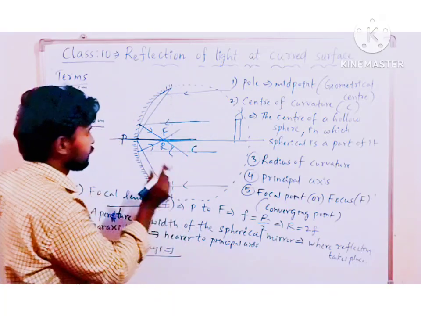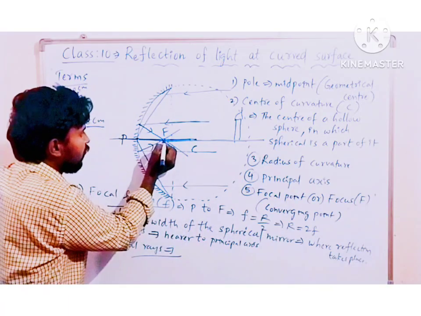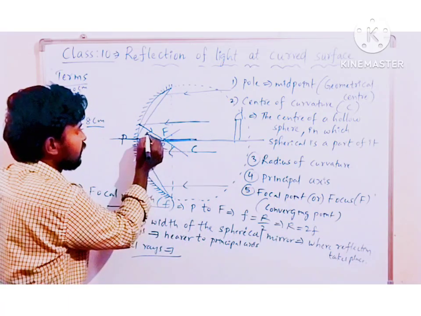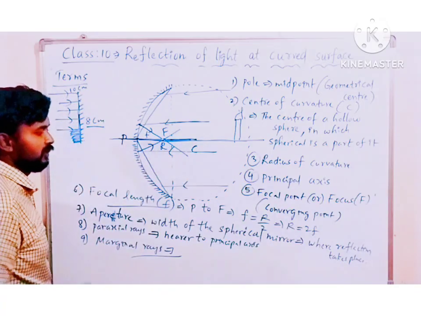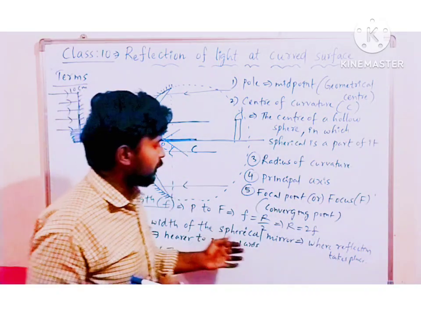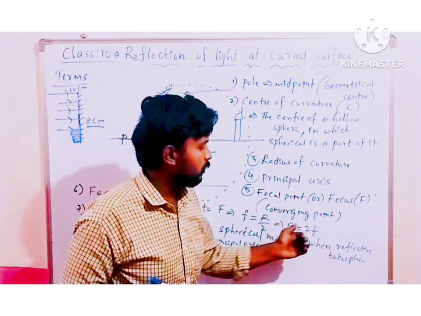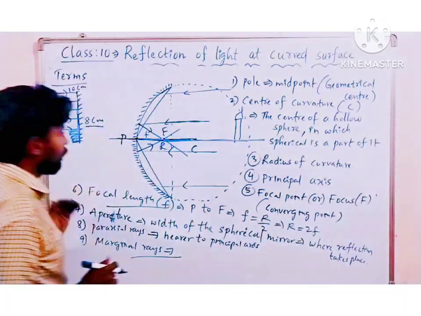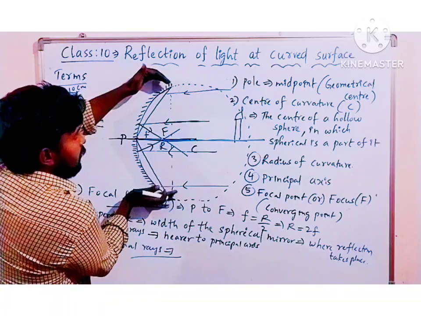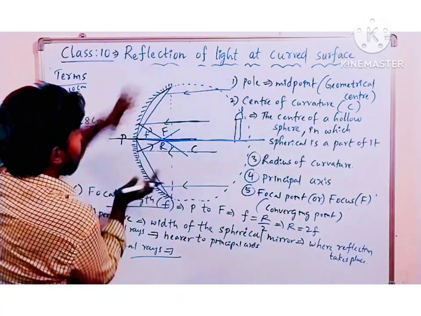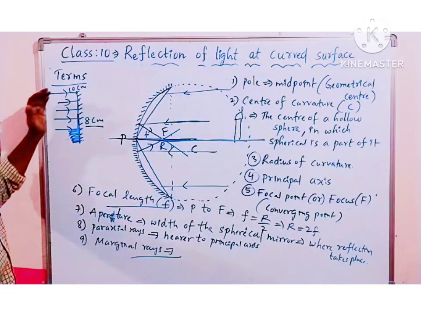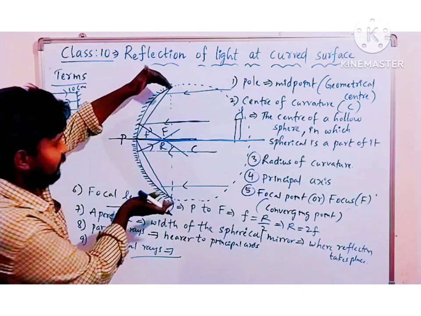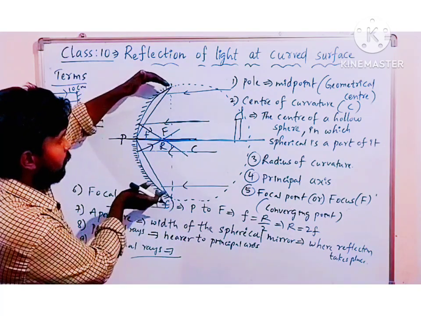Next, focal length. The distance from pole to the focus. Here to here is called the focal length. It is denoted by the letter F. So the relationship between R and F is R equal to 2F, or F equal to R by 2. Next, aperture. The width of the spherical mirror is called aperture. Here I explain what aperture means. The distance of the total reflection is called the aperture.